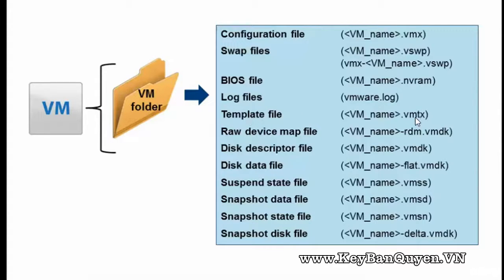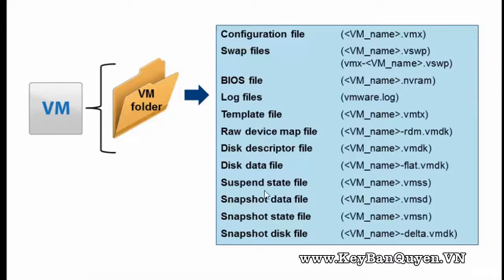The template file, vmtx, is about the template. The raw device map file contains the vmdk, the virtual machine name-rdm.vmdk. Also, we have the disk, the hard drive, vmdk, the disk data file, flat.vmdk. We have the suspend state file.